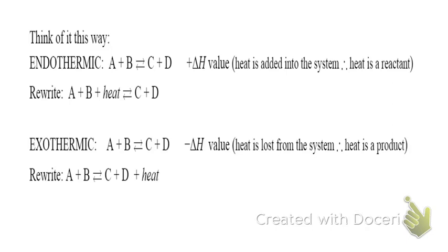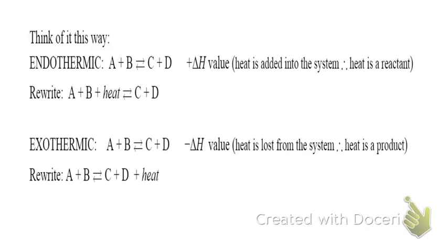If it's exothermic, we've got a negative delta H, so we treat heat as a product. If I added heat, it's going to shift away from it, so it would shift backwards towards the reactants because you're shifting away. So you treat heat like a product or reactant, and if you're adding it, it shifts away from it.